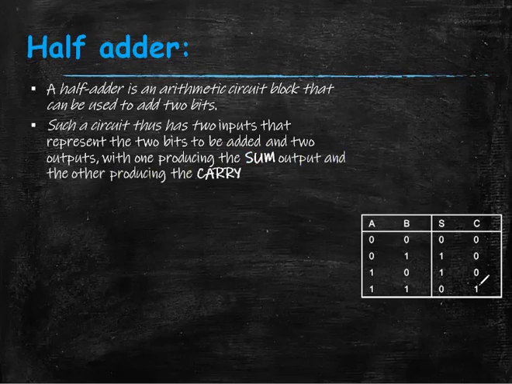When we add 2 bits, it produces a sum output and a carry output. A half adder is such a circuit that has 2 inputs to add 2 bits, and it must produce a sum output and a carry output.